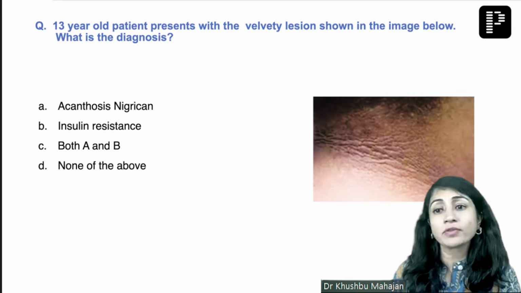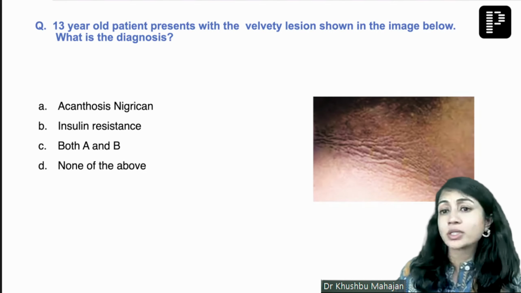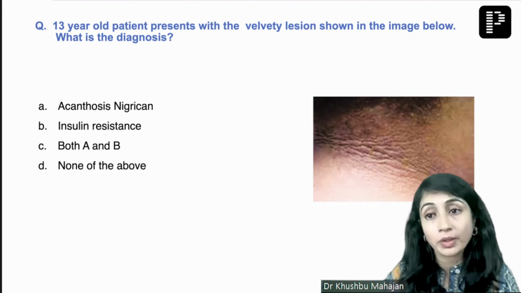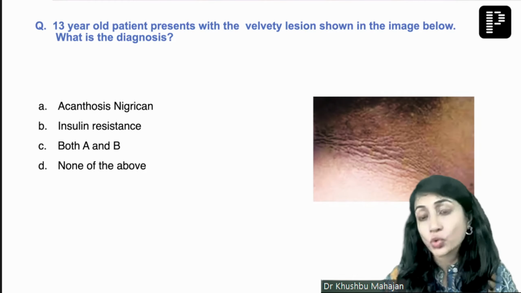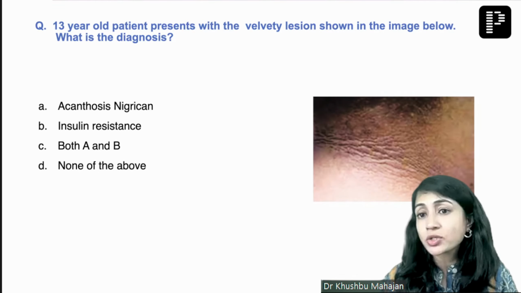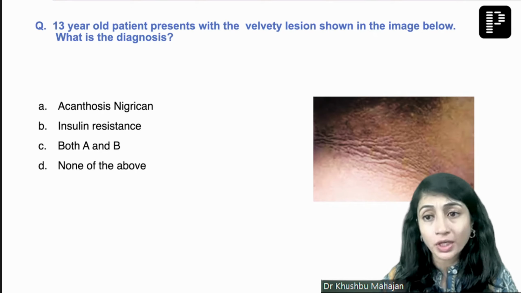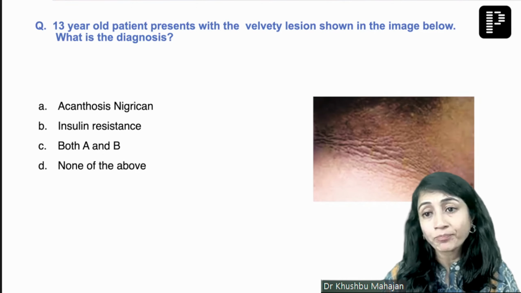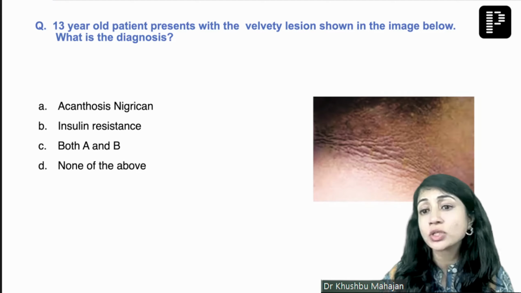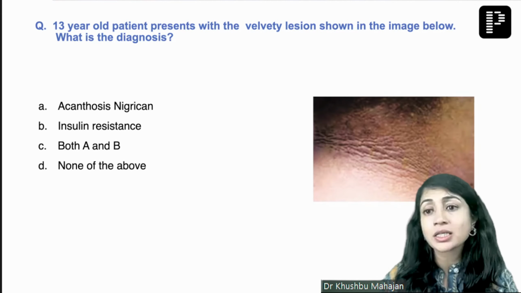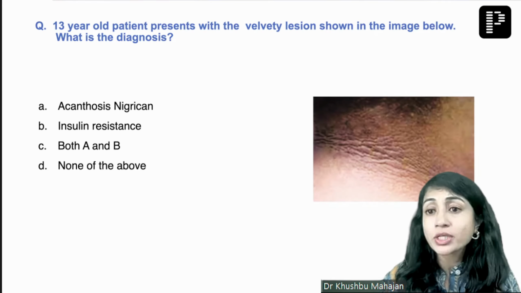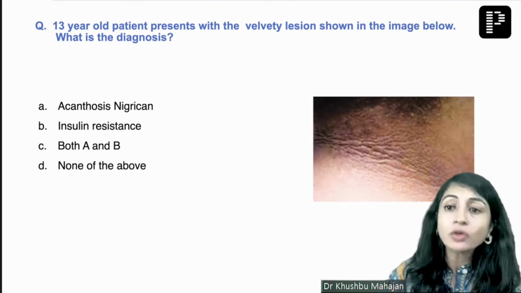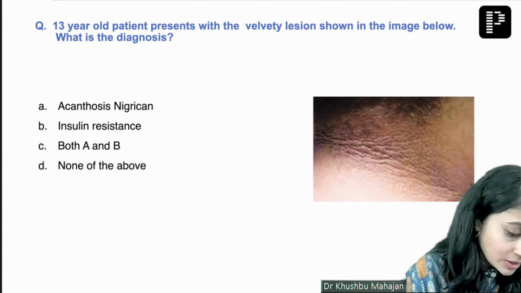If in the question they had asked in which condition it is seen or something like that, then both A and B could be marked as the answer. But if they had just asked you the diagnosis, it would be acanthosis nigricans. Now we know that insulin resistance is a very important cause of AN, but there are other causes. AN can happen with OCP use. AN can be a part of malignancy. So there are other causes as well. The diagnosis would be acanthosis nigricans, and one of the causes would be insulin resistance.